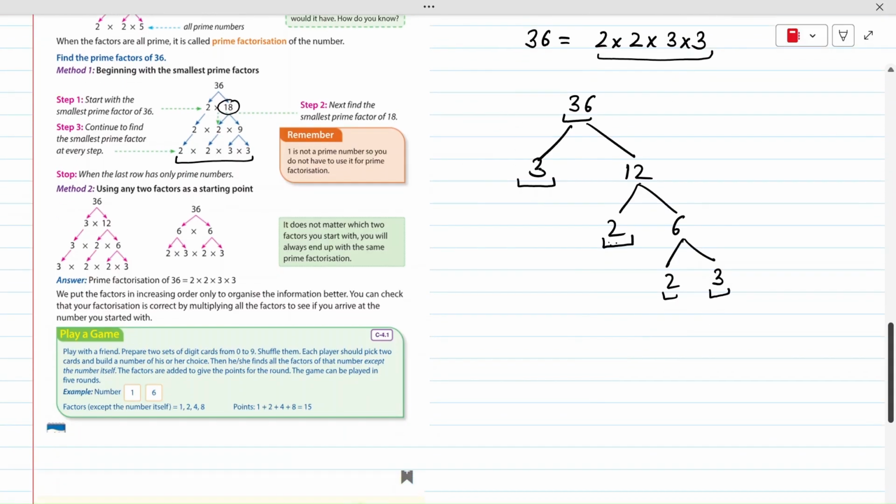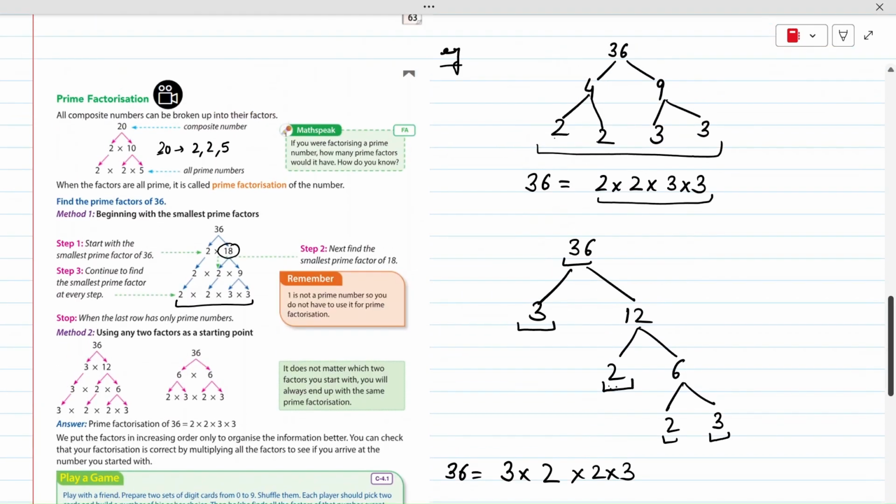Now if you see this picture, what are the factors of 36? From this branch, we have 3. From this branch, we have 2. From this branch, we have 2 into 3. So that means we have 2 times 2 and 3 times 3, which is the same as what we have done with 4 and 9 as factors.